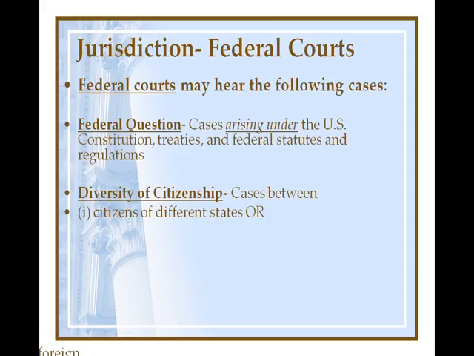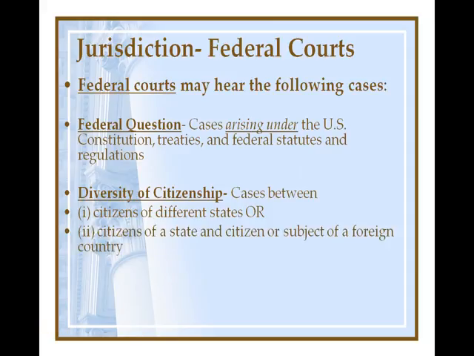And the other way in diversity of citizenship could be somebody who's a citizen of Washington, and instead of getting hit by someone on I-5 who's from Oregon, you get hit from someone who's from Sweden, let's say. And in that case, the case could go to federal court as well.